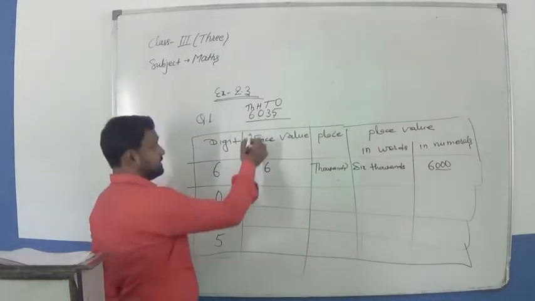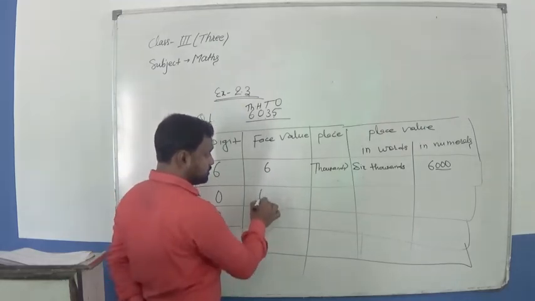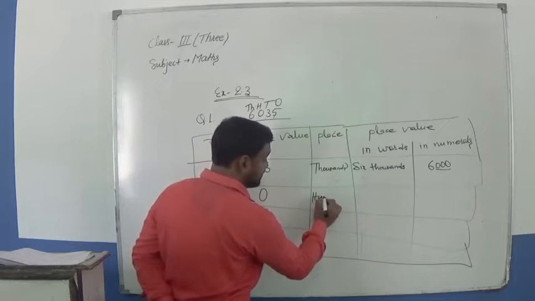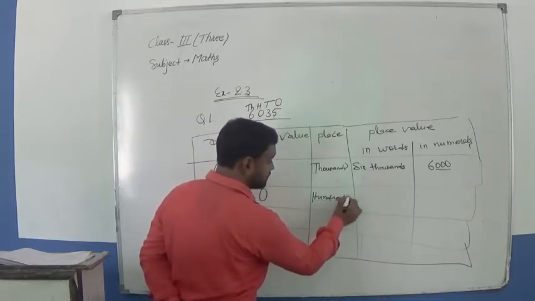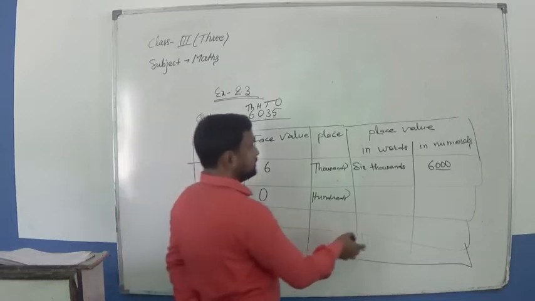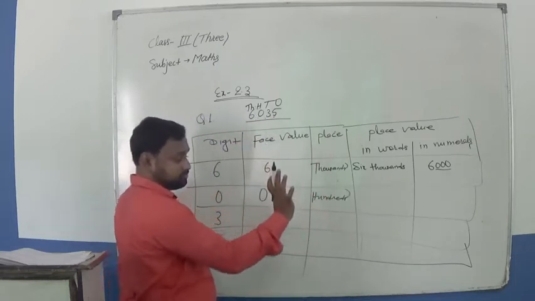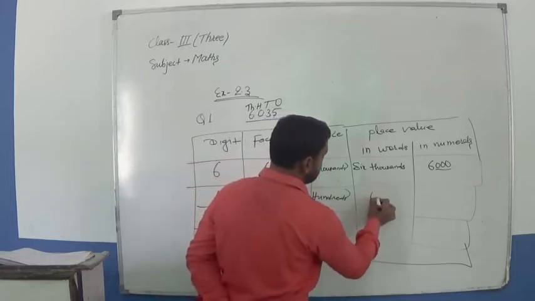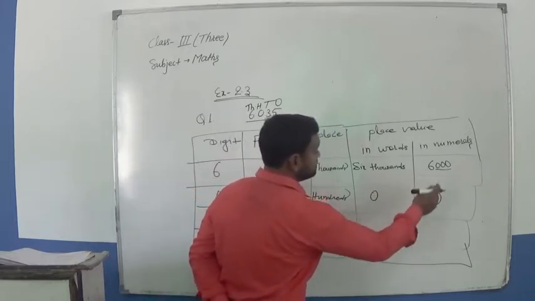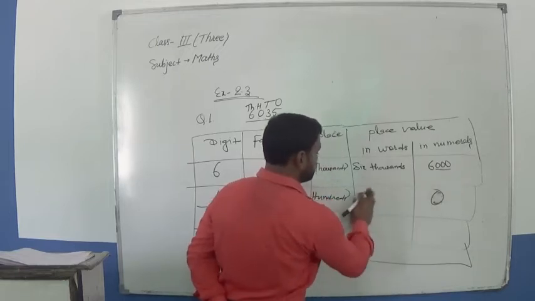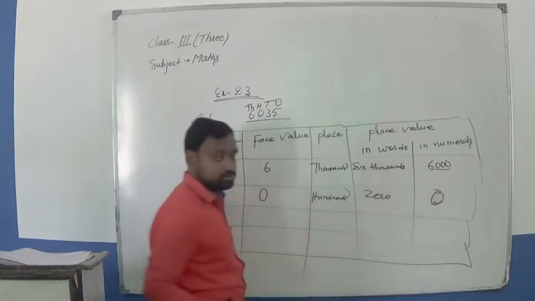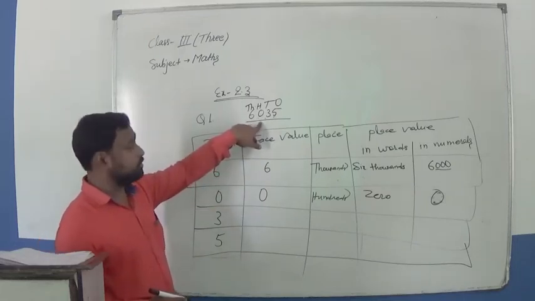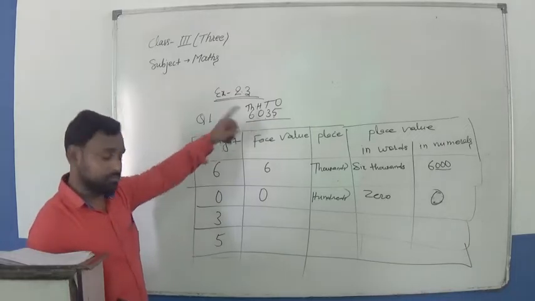This is the common term you have to keep in mind. Now this is 0. Face value 0, and it is at the hundreds place. The place value of 0 is also 0, and in numerals you can write 0, because here it is 0.